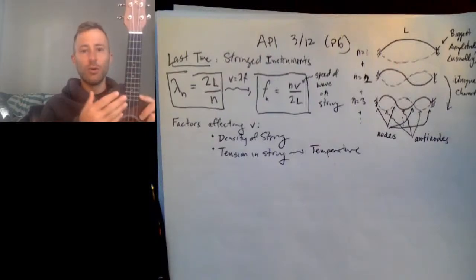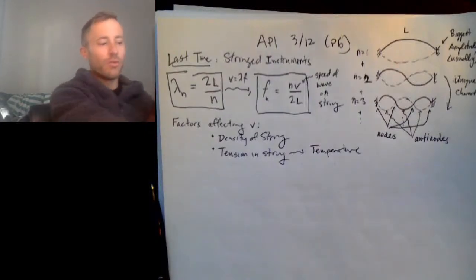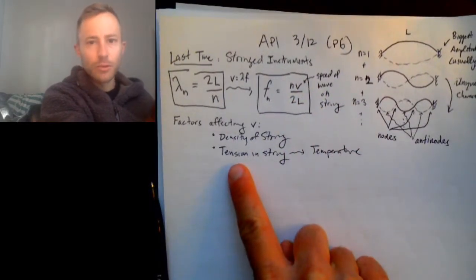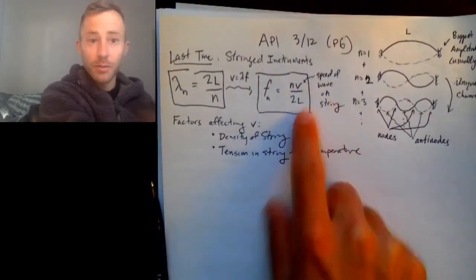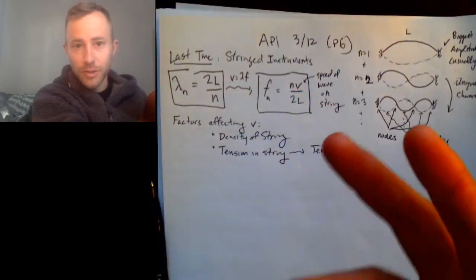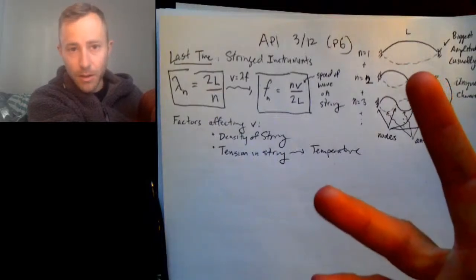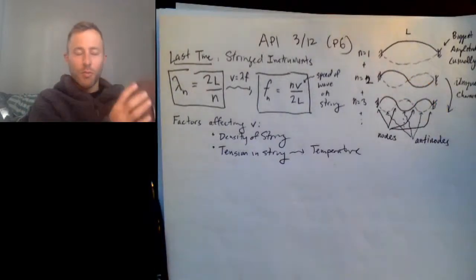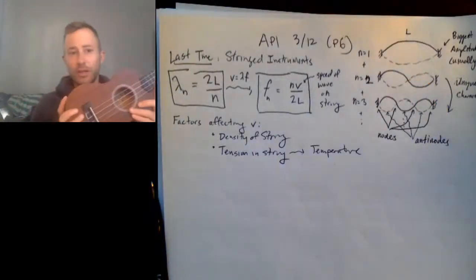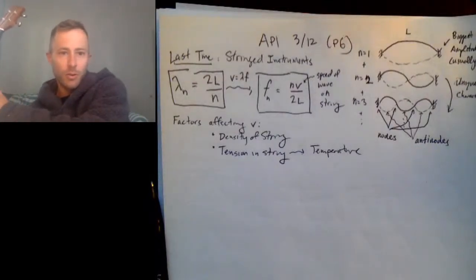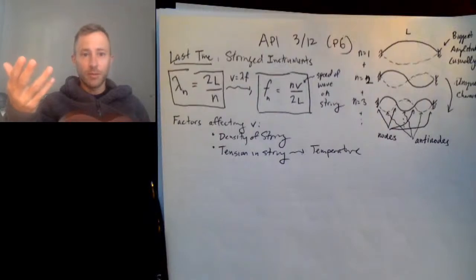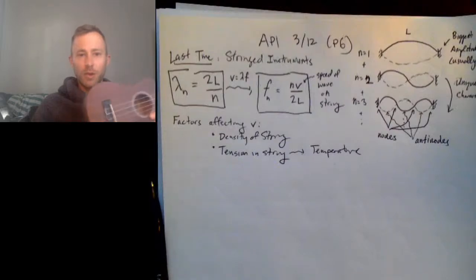So if you have a cold string, it will tend to increase the tension, which will tend to increase the wave speed, and it'll make the frequency that the instrument plays go up. Okay, and so what that means is that if you take a stringed instrument from a warm environment to a cold environment, it's going to all of a sudden go sharp in response to that. So you always want to tune your instrument in the environment that it's going to be played in. Okay.